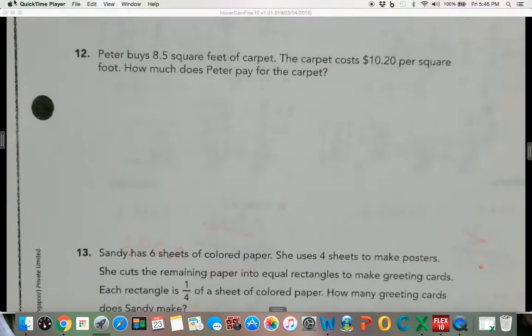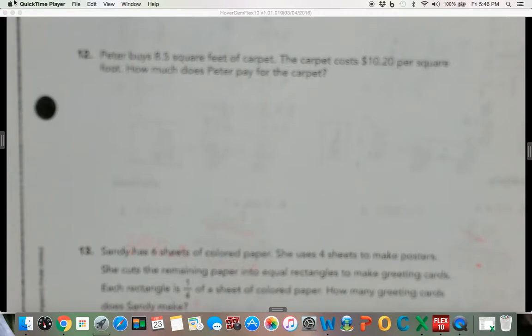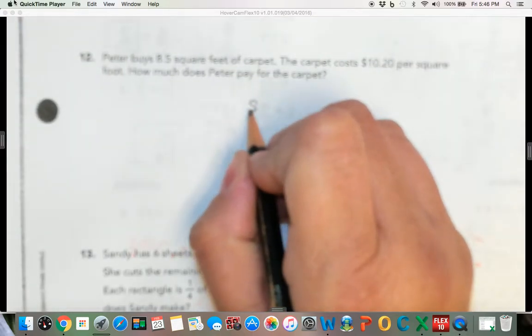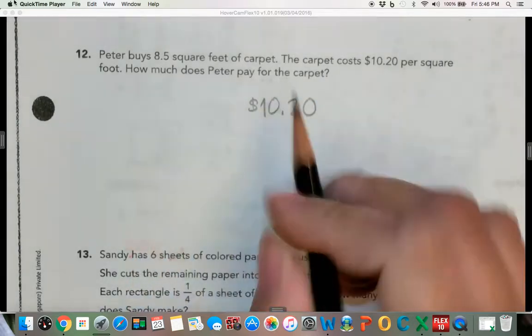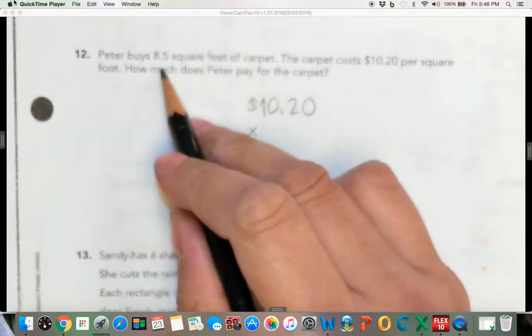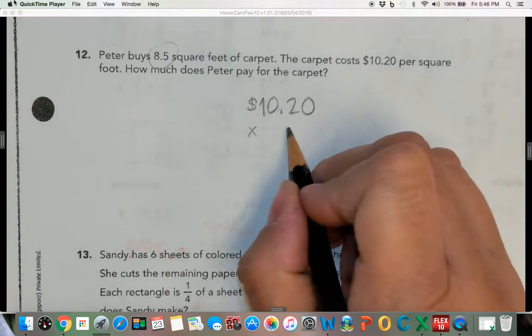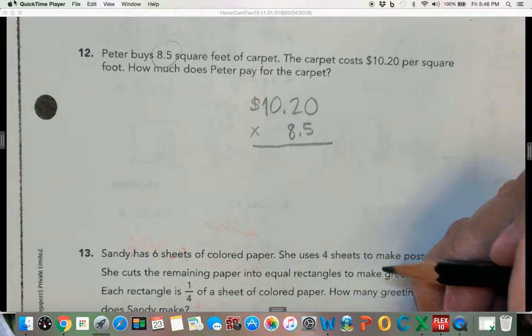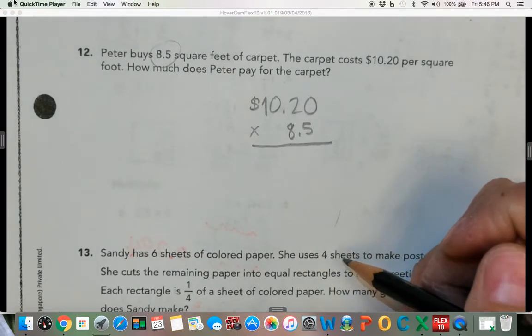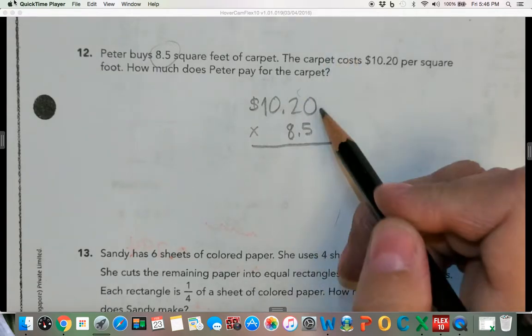Number 12. Peter buys 8 5/10 square feet of carpet. The carpet costs $10.20 per square foot. How much does Peter pay for the carpet? So I am multiplying the amount of money that it takes per square foot times how many he bought. And I'm lining up my numbers, not my decimals. Remember, I'm going to take care of those decimals at the end. Line up my numbers.